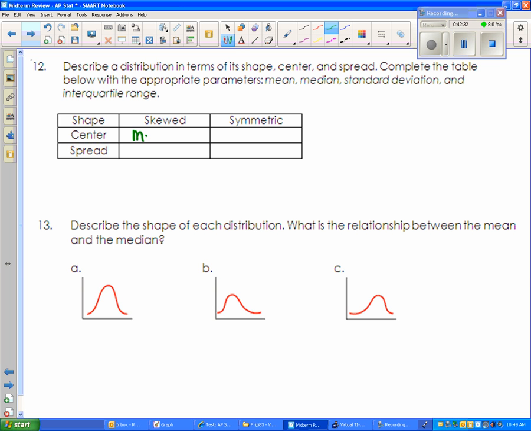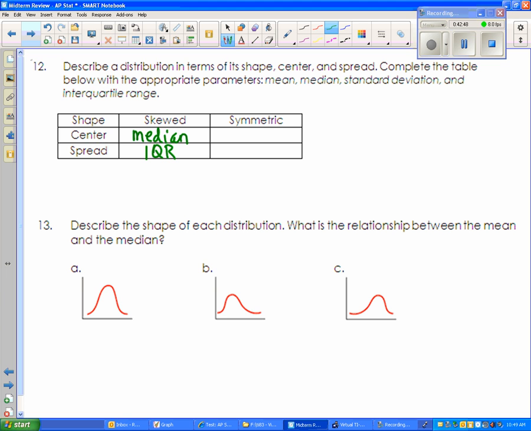So when the data is skewed, you always want to use the median as your measure of center. And the measure of spread that goes along with the median is the interquartile range, not the range. Make sure you subtract your quartiles. You're looking for the spread around the center, and that is your interquartile range.